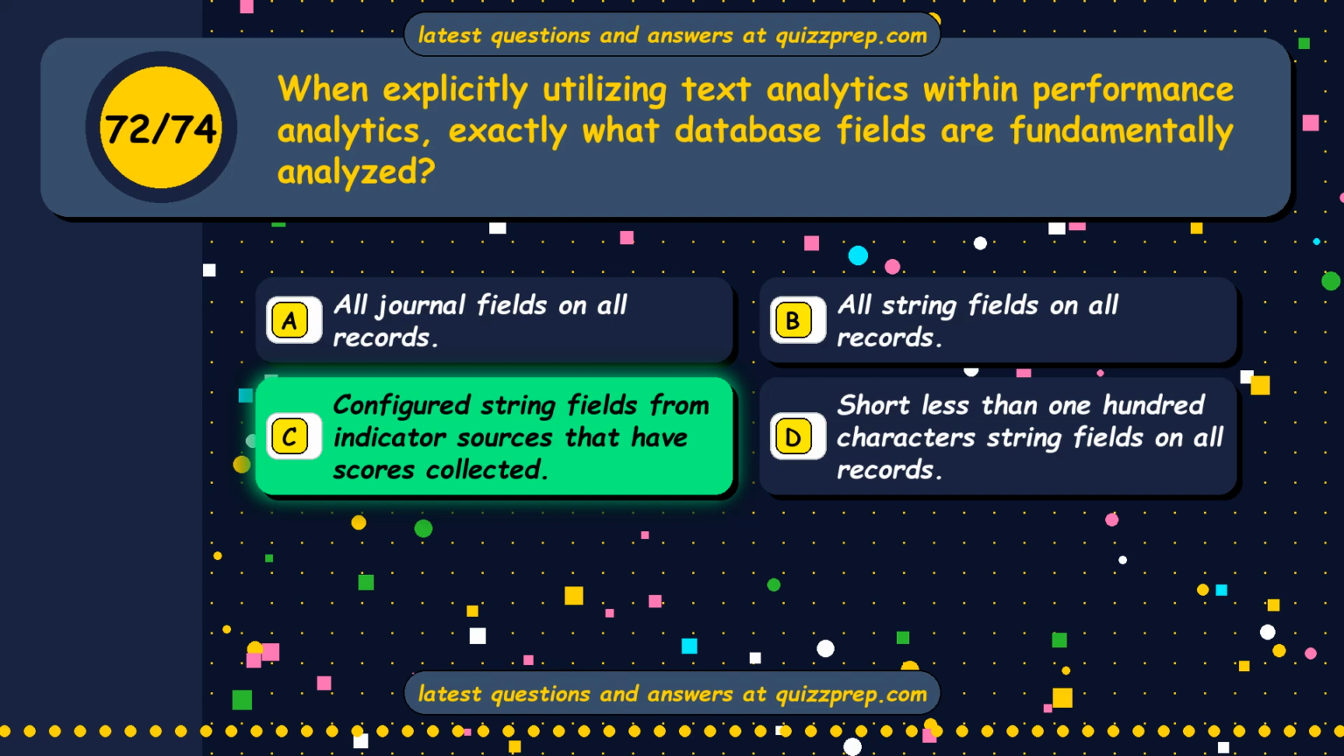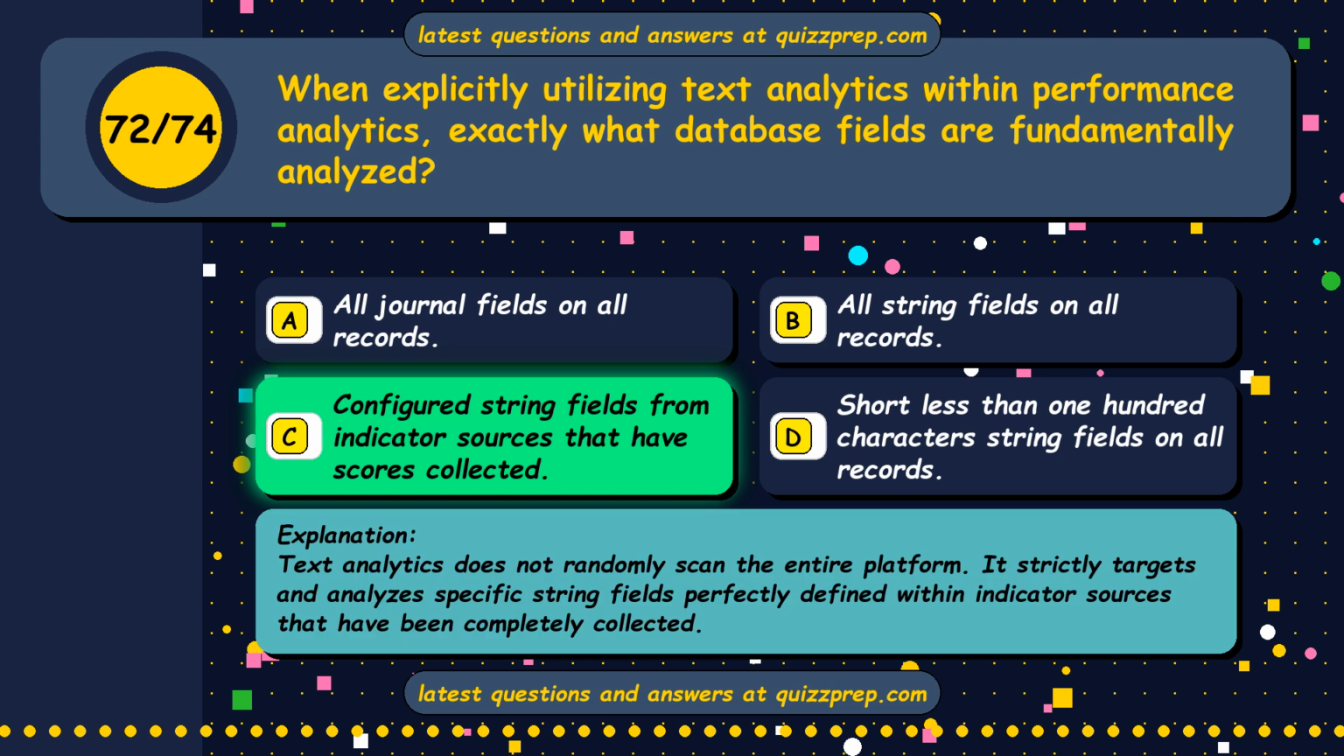The correct answer is option C. Configured string fields from indicator sources that have scores collected. Text analytics does not randomly scan the entire platform. It strictly targets and analyzes specific string fields defined within indicator sources that have been collected.